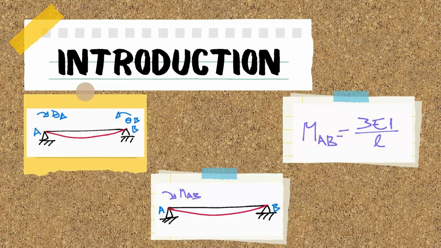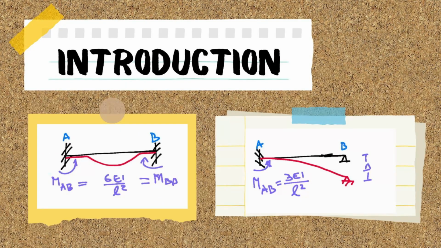For linear displacements, we have the following models. For the double embedded model, the linear rigidity coefficient at both ends is 6EI/L². For the following model, which is embedded and with simple support, with a linear displacement delta, at the embedded end the stiffness factor is 3EI/L².